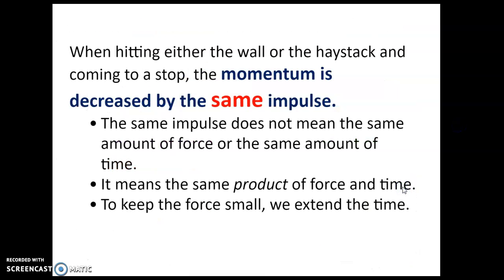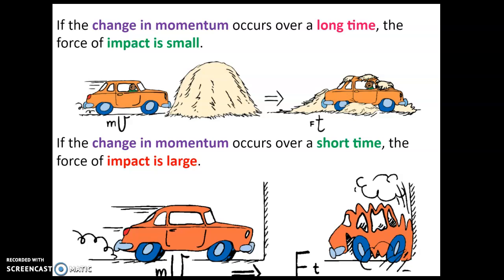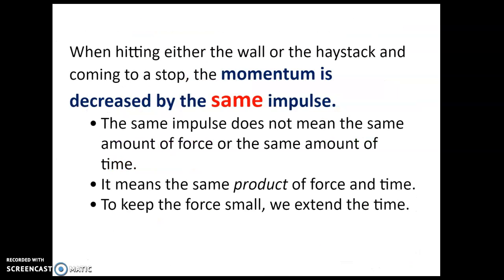But let's look. When hitting either the wall or the haystack and coming to a stop, the momentum is decreased by the same impulse. So the impulse for hitting the haystack or the wall is the exact same. We're not saying that the force is the same, we're not saying that the time is the same, but the product of the force and time is the same. So the same impulse does not mean the same force or the same time. It means the same product of force and time. So to keep the force small, we need to extend the impact time.